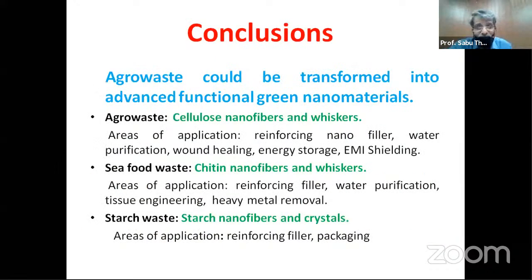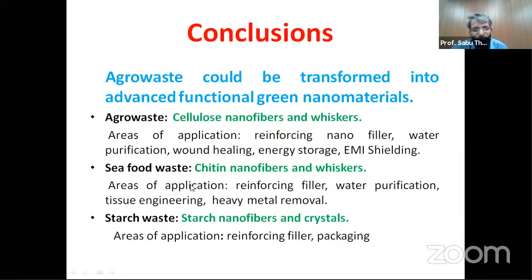And finally, I wanted to tell you that agro waste will be transformed into advanced functional material. You have to really follow the so-called circular economy process. Whatever waste we get, it's actually wealth. Transform them into value-added material. All agricultural waste of plant origin could be transformed into nanocellulose. And you see the application: water purification, wound healing, energy storage, EMI shielding.